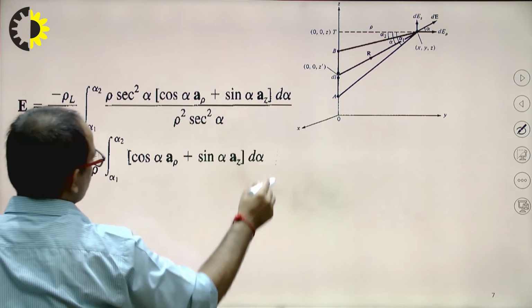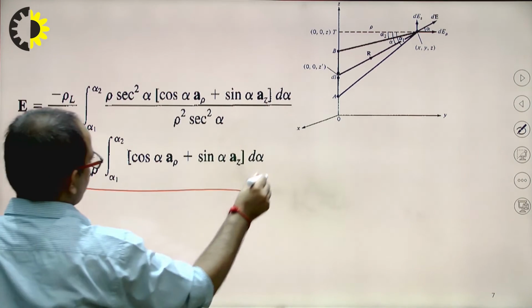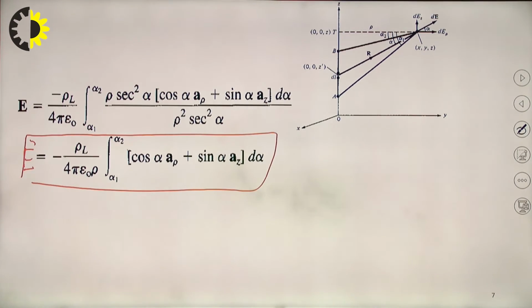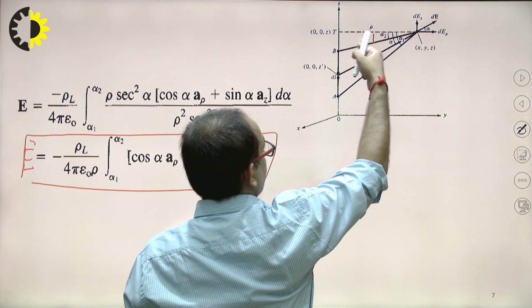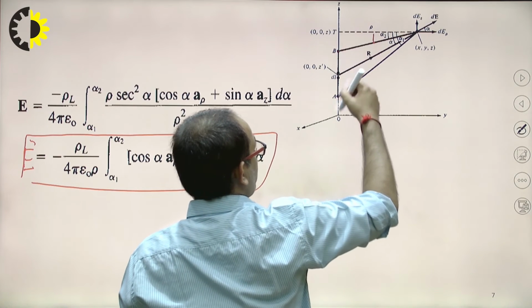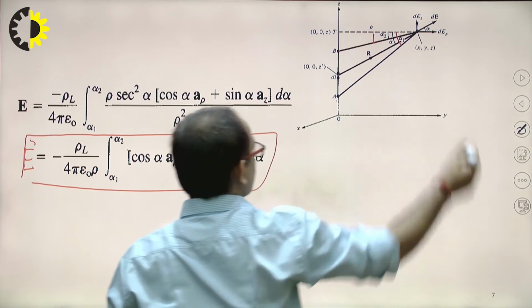It will be equal to this one. What are alpha 1 and alpha 2? This is the angle alpha 2 made from point P, and this is alpha 1. Clear?